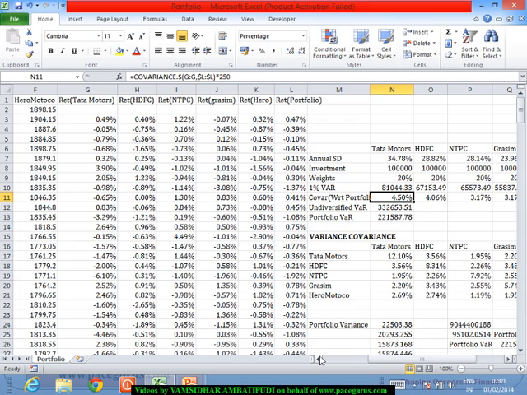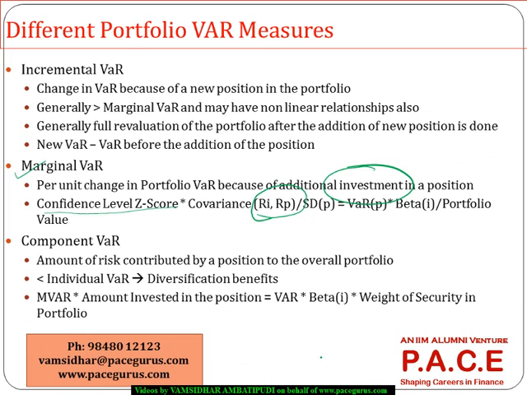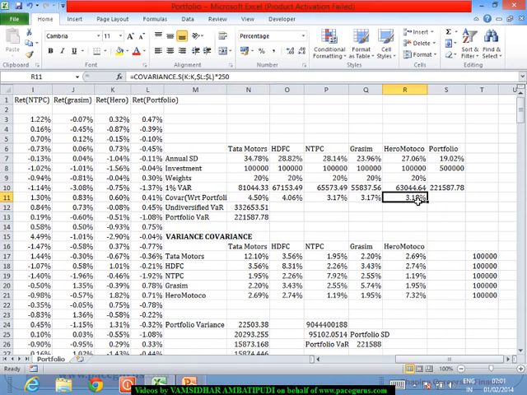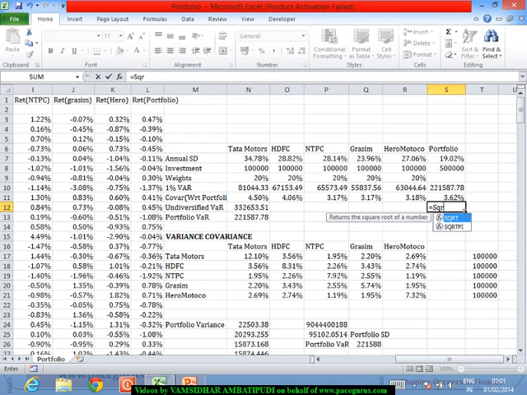Now what we are saying is, if I have to compute the marginal VAR, I take, or even I should have taken, the standard deviation of the portfolio, which is nothing but the same thing. Because the covariance of the portfolio with respect to the portfolio is nothing but the variance of the portfolio, I take the square root of it and get the standard deviation of the portfolio's returns. Okay, so this is the standard deviation of the portfolio return.